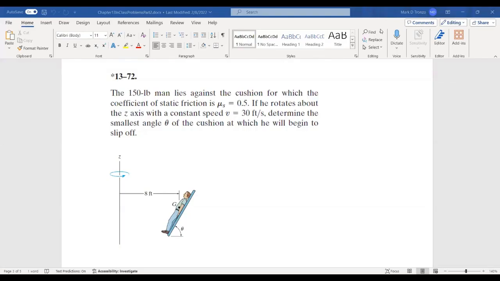We're going to look at problem 13-72. A 150-pound man lies against a cushion for which the coefficient of static friction is 0.5. If he rotates about the z-axis with a constant speed of 30 feet per second, determine the smallest angle theta of the cushion at which he will begin to slip off.